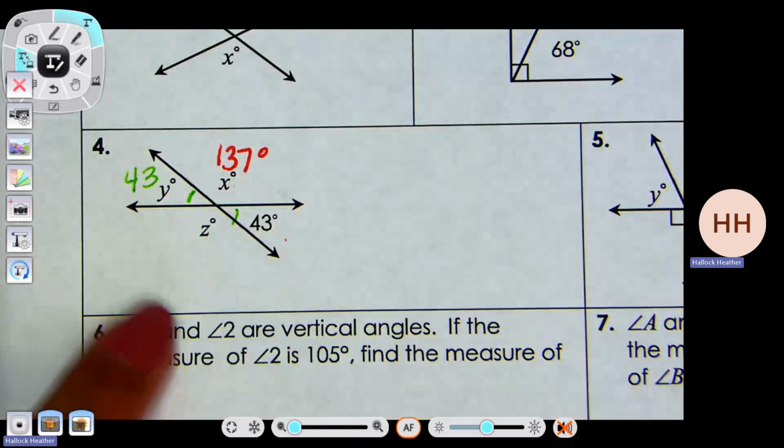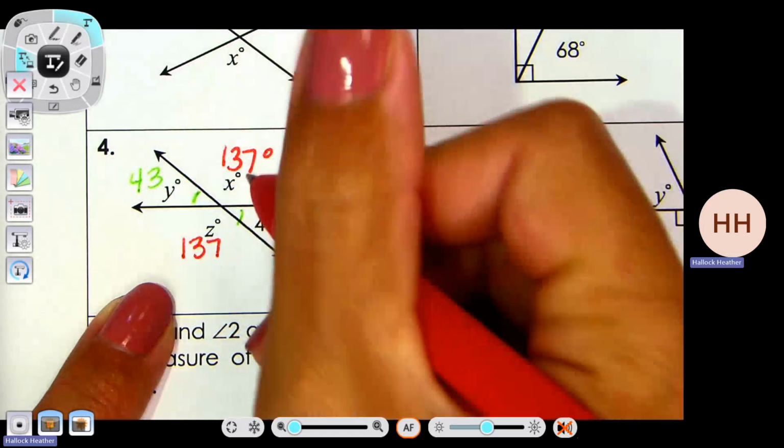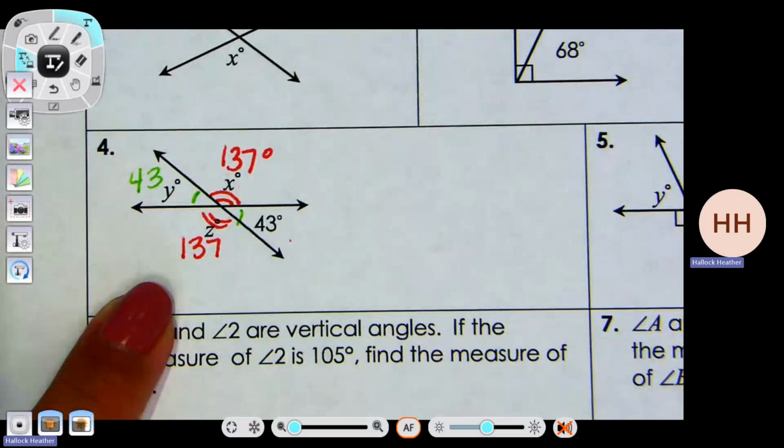So then what would Z have to be? 137. And that's because if this is 43, this is 43, vertical angles. I already know this is 137. It's a big angle that's going to match over here. Okay. So if you have X, Y, and Z and you're lost, start with X, then go to Y, then go to Z. Let's go to number 9.